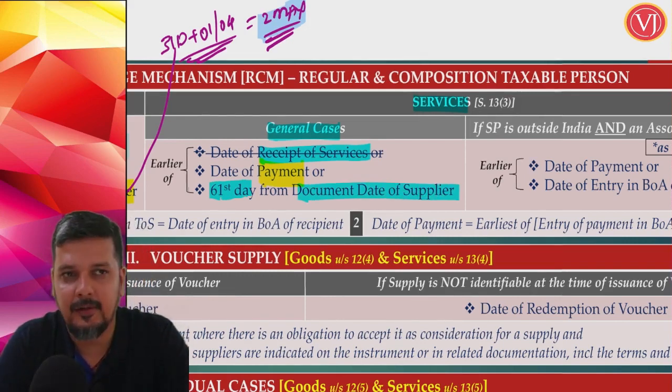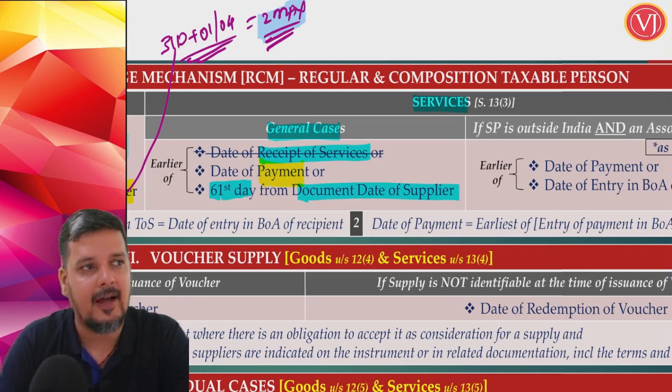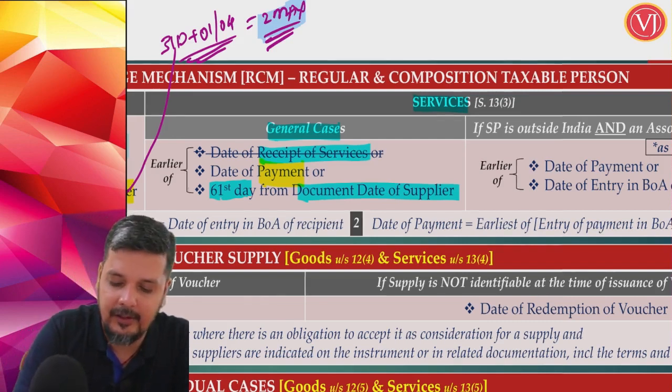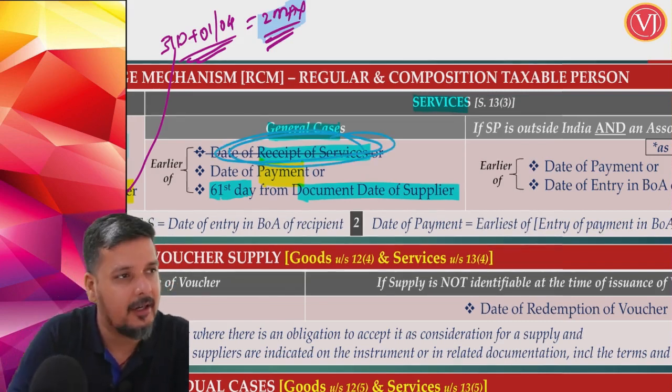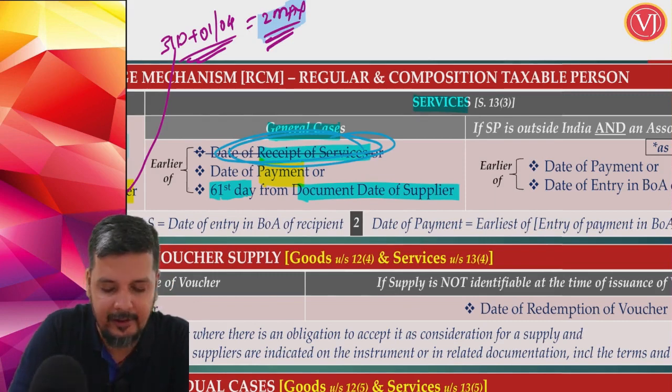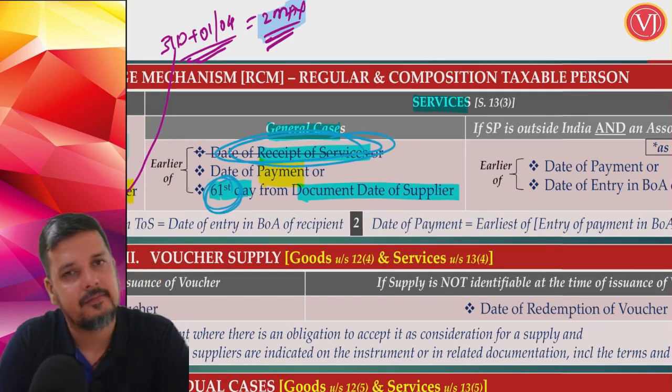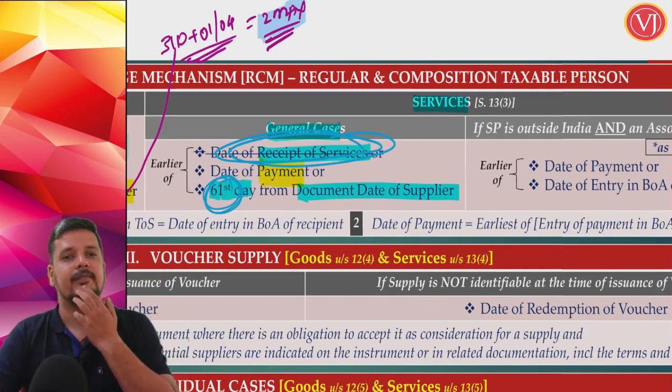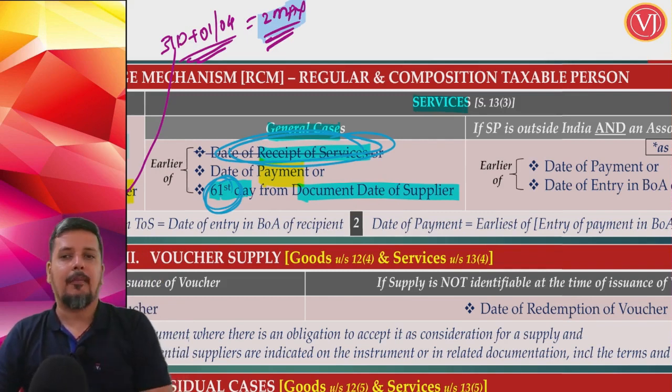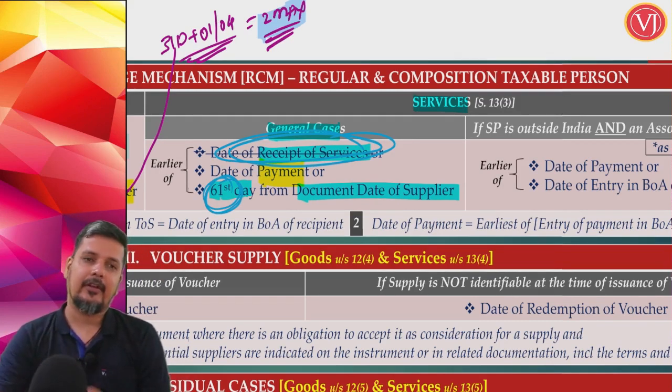So it is very similar to the time of supply under RCM for goods. There it is the date of receipt of goods; here the date of receipt of service is not relevant. There it is 31 days; here it is 61 days. So what is the final answer? The date of payment or 61 days from the document date of the supplier, whichever is earlier.